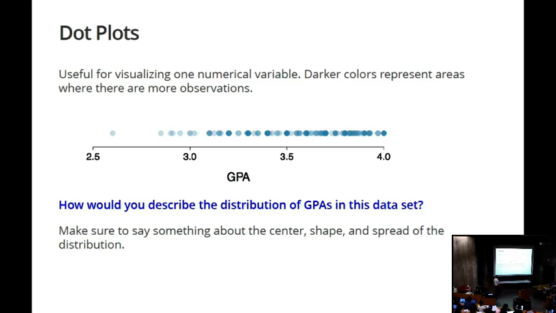This is called a dot plot. It's only really useful if you have one variable to deal with, as you can see, because you only really have one axis. You just put the dots wherever they appear on the GPA distribution, and you let them overlap each other, and as they overlap, they get darker because they're slightly transparent, so you can see clustering where it gets very dark. So what would you say about the distribution of where these dots appear in this dot plot?